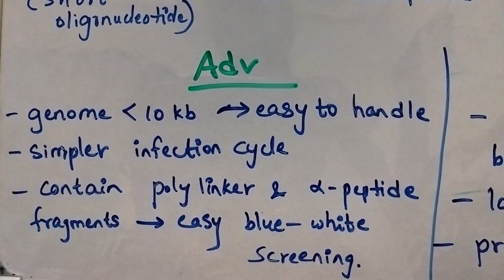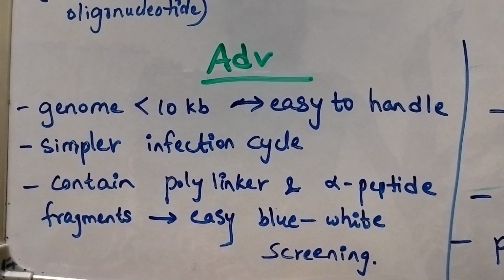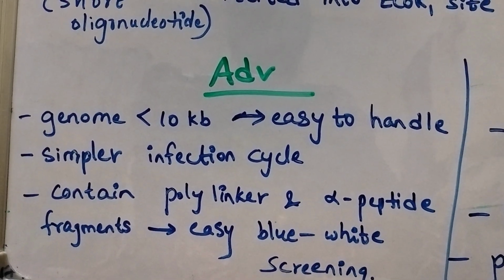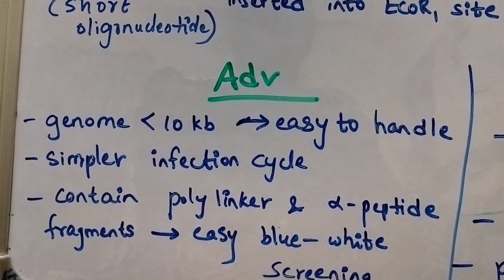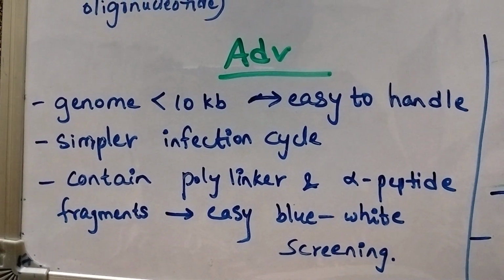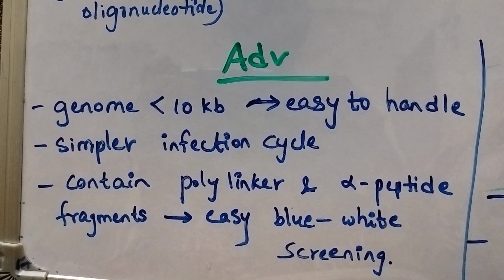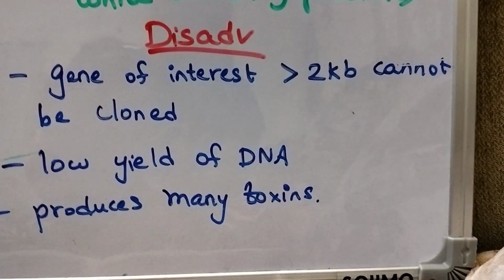The genome size is less than 10 kb, hence it is easy to handle. They have a simpler infection cycle where the introduction of the DNA can be done through the pili during conjugation. Then it also contains polylinker and alpha peptide fragments, so easy blue-white screening, which is single-step screening, is possible. Coming to the disadvantages.